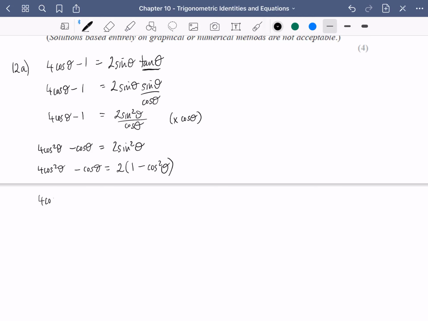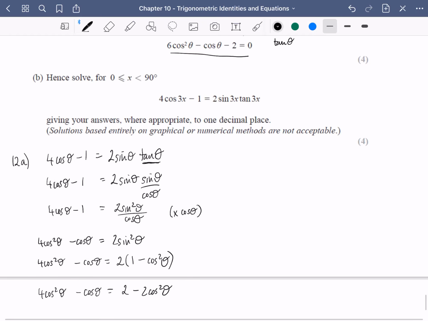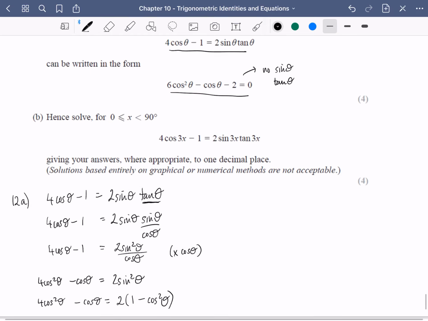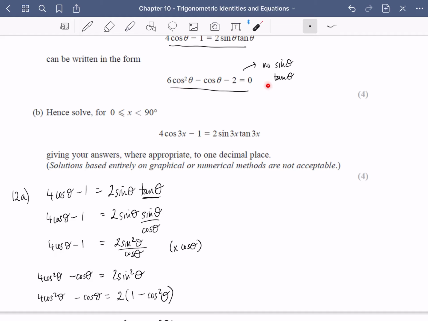Okay, let's keep going. 4 cos squared theta minus cos theta equals 2 minus 2 cos squared theta. It's a quadratic, so I want to get everything all put onto one side. So that becomes 6 cos squared theta minus cos theta minus 2 equals 0, which is exactly the thing that they wanted us to show that it could be written in this form here.